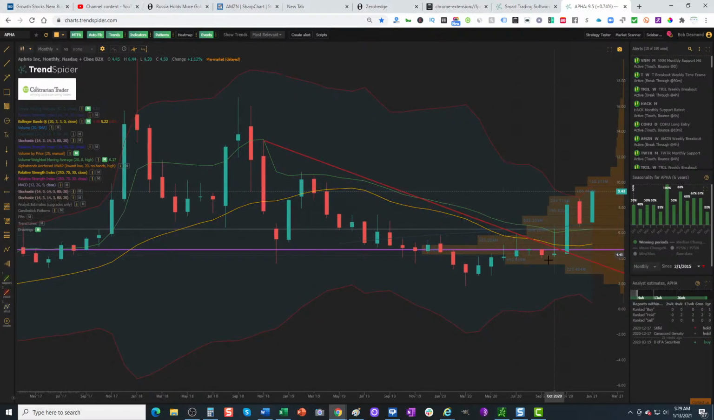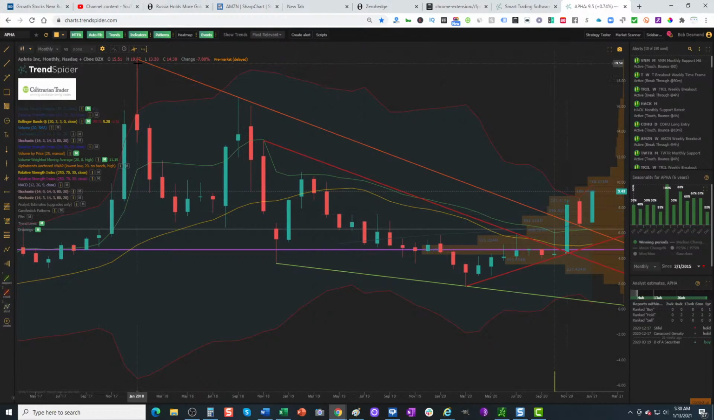Here's your breakout on a monthly time frame. Here's your higher low. Very pretty setup here. Let's overlay the trend lines. TrendSpider picked up another resistance level above. Oh yeah, this peak here, this peak here.